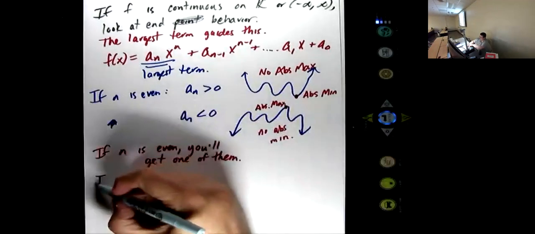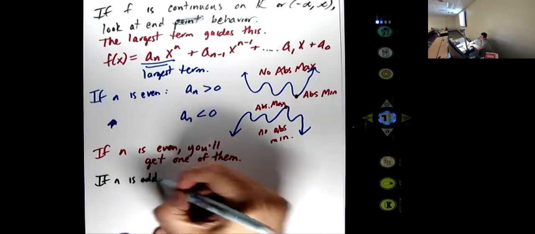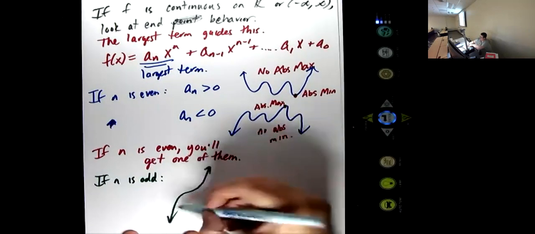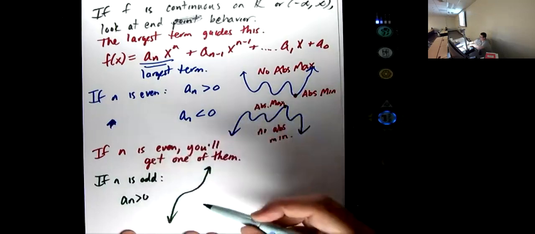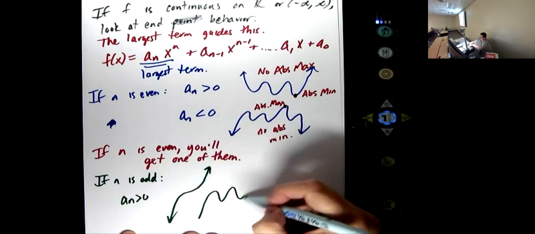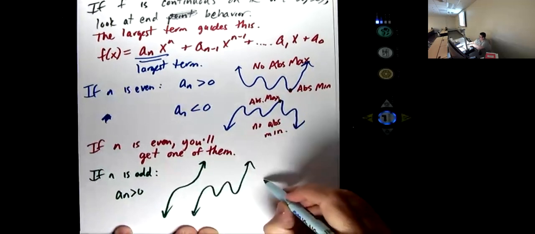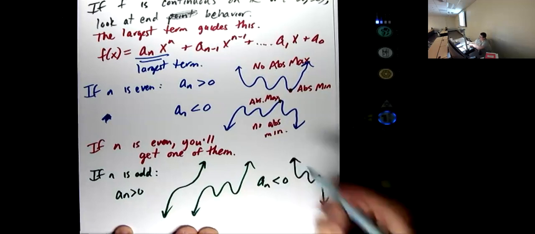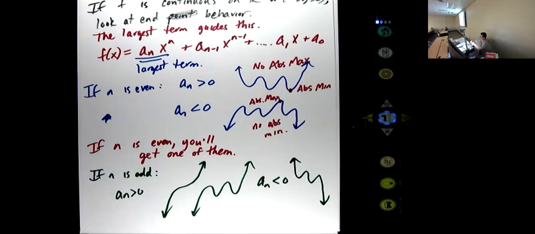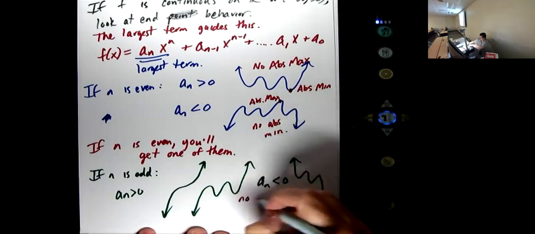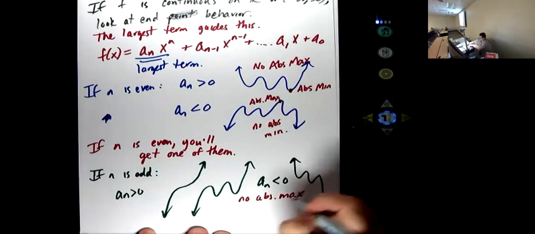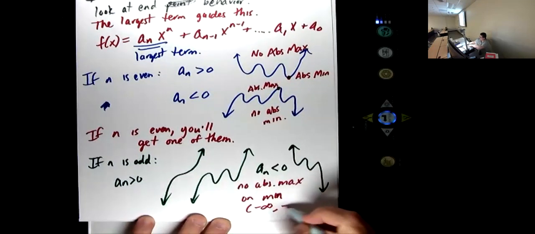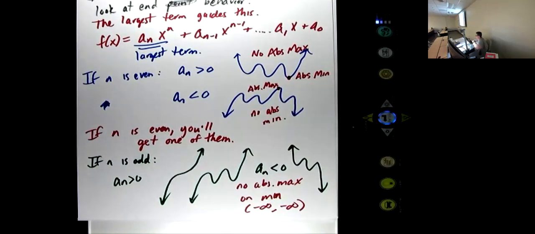If n is odd, you get a graph like that if a_n is greater than 0. Or it could be like that. And then if a_n is less than 0, in both cases, there is no absolute max or min on R. If they've restricted the domain, you will have it.